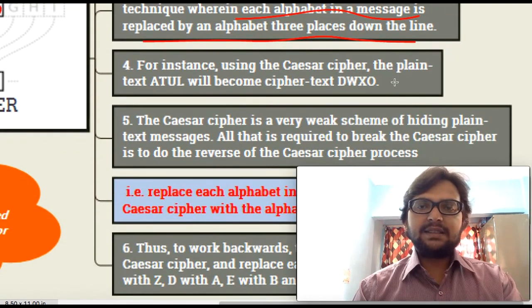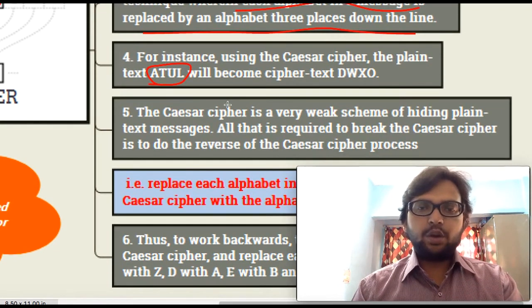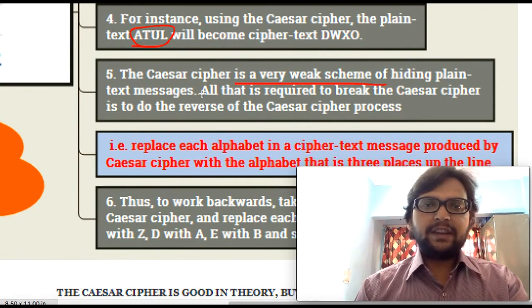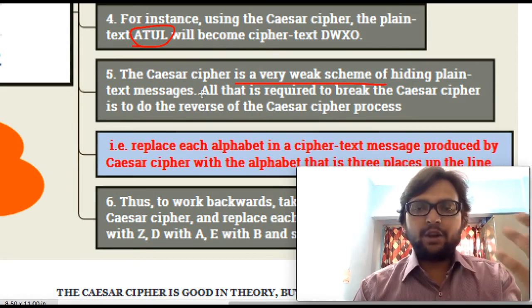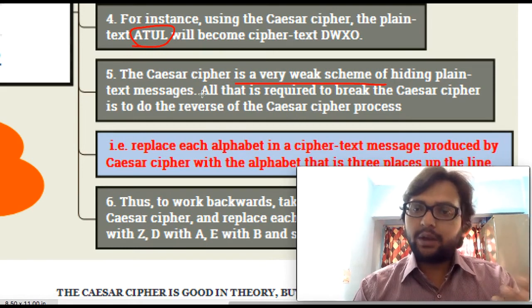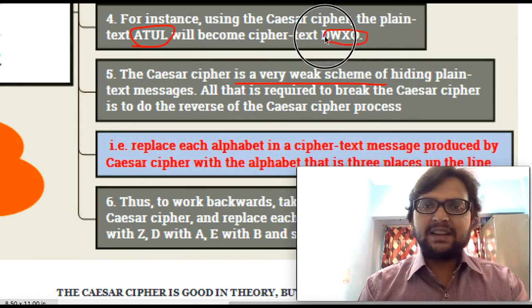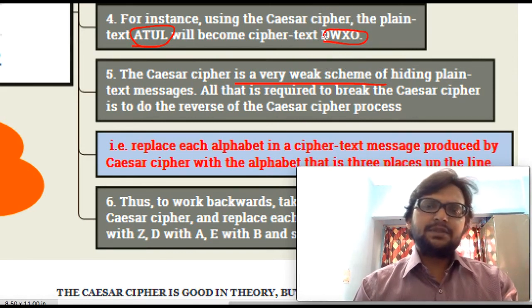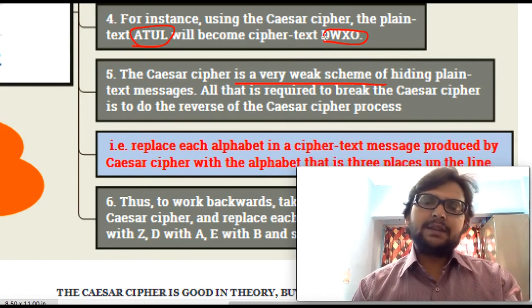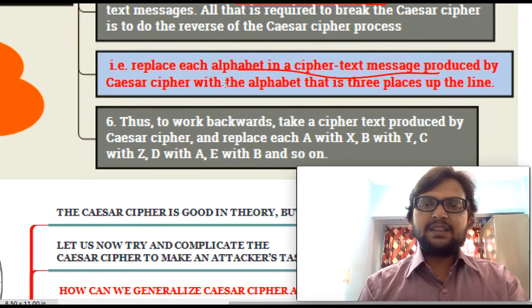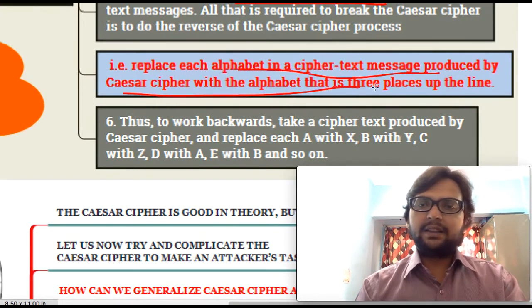For instance, using Caesar Cipher, a plain text. So it is just for you, try to replace it and try to work with this. The Caesar Cipher is a very weak scheme of hiding a plain text, as we just discussed. If I give you some message in a non-readable format, obviously one is going to try the same pattern: replace each alphabet present in the encrypted text with its previous third position. So reverse the algorithm pattern. That is, replace each alphabet in a text message produced by a Caesar Cipher with the alphabet 3 places up the line.